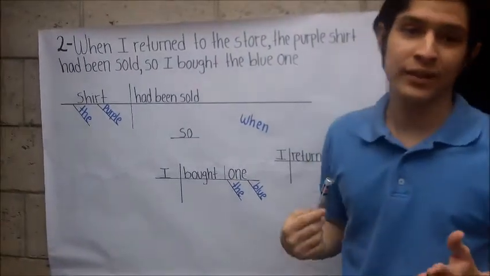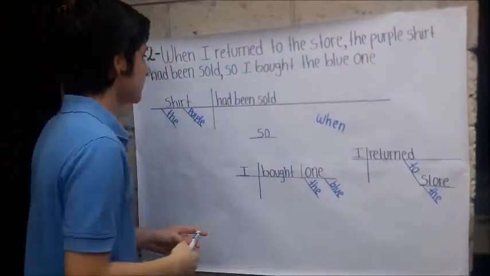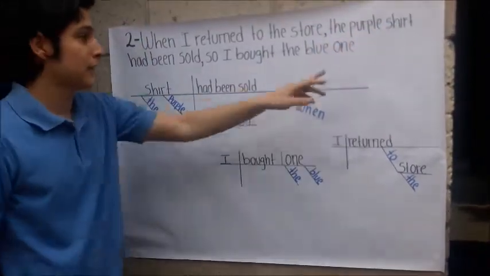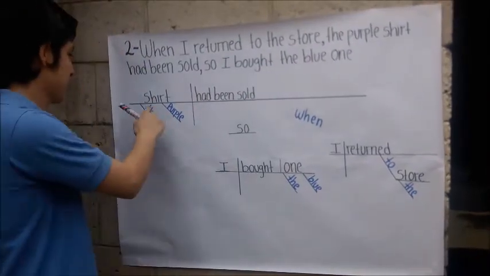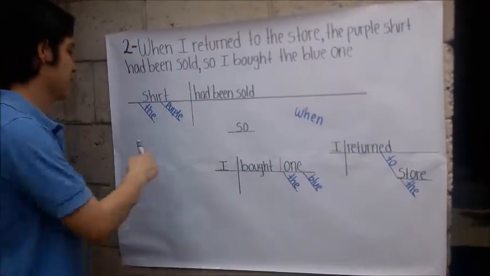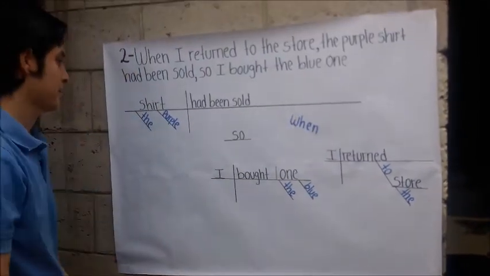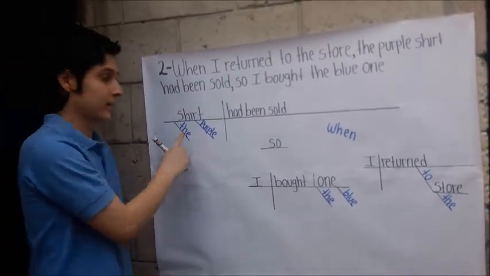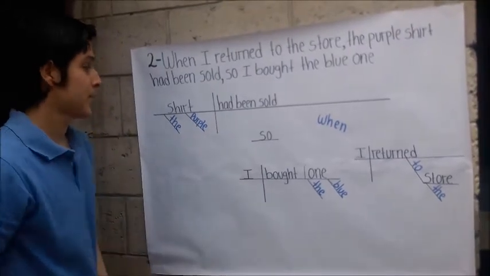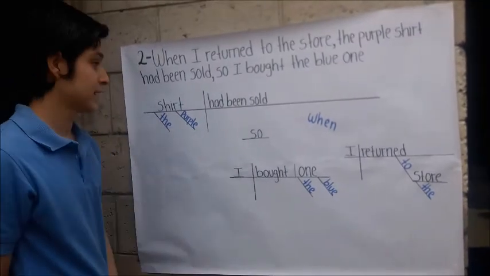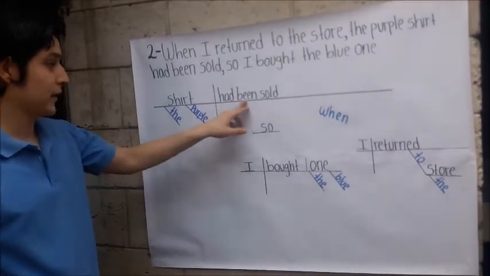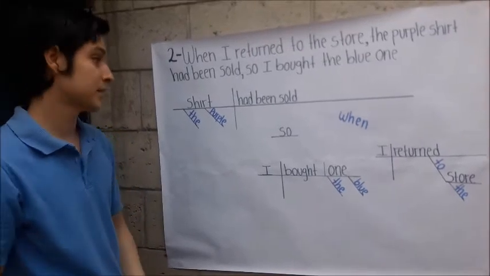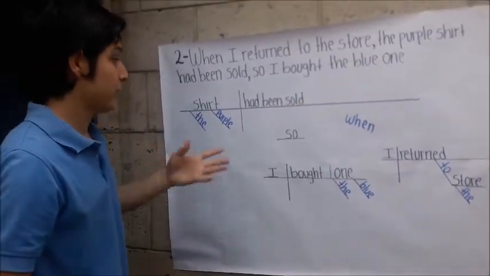As we did with the other sentence, we have to identify the subject. In this case, we have the purple shirt. The noun is shirt. First, we have to draw the large horizontal line, then write shirt, and then the modifiers. In this case, we have two modifiers: the article the and the adjective purple in a slanting line. Then we write a vertical line, and then we continue with the verb. In this case, it's a past participle in passive form: had been sold.